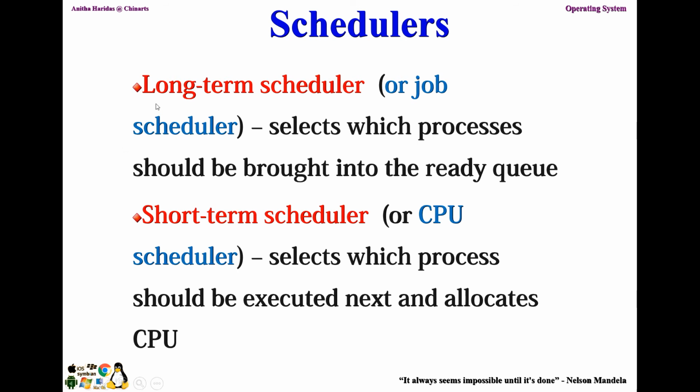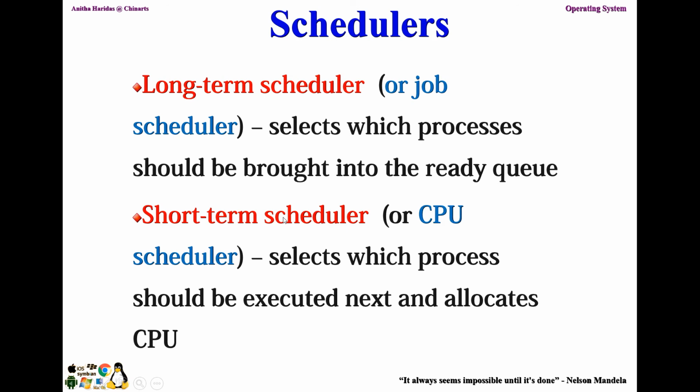And the long-term scheduler will select which process should be brought into the ready queue. So bringing processes from the job queue to the ready queue is the duty of the long-term scheduler, right? What it will do, it selects the process from the job queue and it will put it into the ready queue, not to the CPU. So in the job queue there are many processes, and based on the selection criteria it will select one process from the job queue to the ready queue.